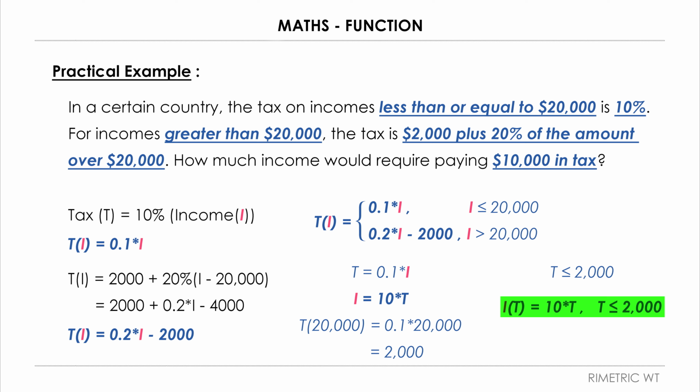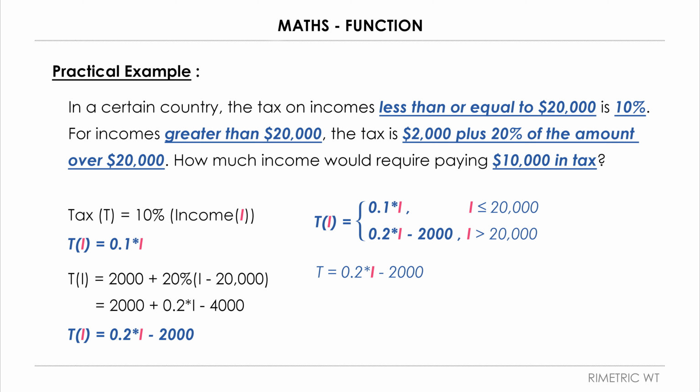This means that for tax amounts up to $2,000, we can find the corresponding income simply by multiplying the tax amount by 10. The second piece is t of I equals 0.2 times I minus 2,000. To find its inverse, we solve for I. When we do, we get 0.2 times I equals t plus 2,000 by adding 2,000 to both sides. Then, when we multiply both sides by 5, we get I equals 5 times t plus 10,000.